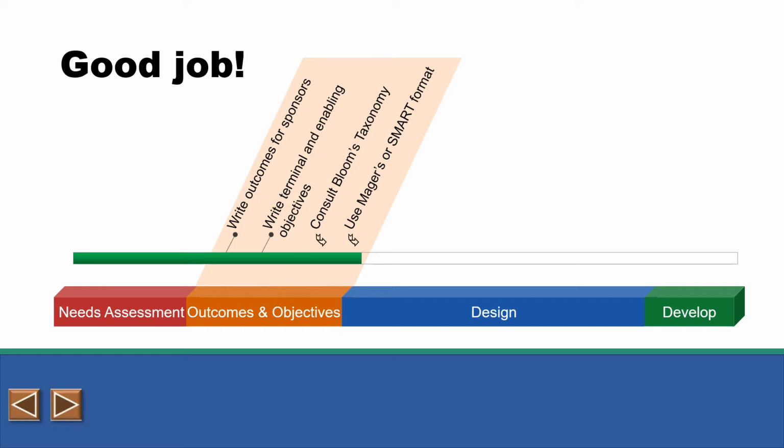So if you're just following along with the case, feel free to stop there. The main things that I'll talk about continuing on that were in this section having to do with outcomes and objectives are that they distinguished outcomes from objectives. The outcomes are written for the sponsors, how to write terminal and enabling objectives, and consulting Bloom's taxonomy and using a format, and there are a couple examples for that. If you want to continue on with me, stay on.